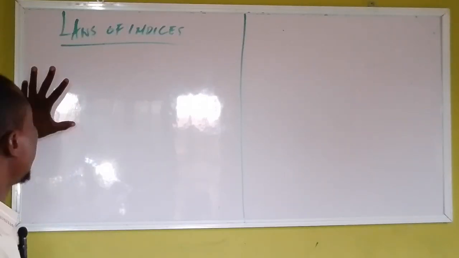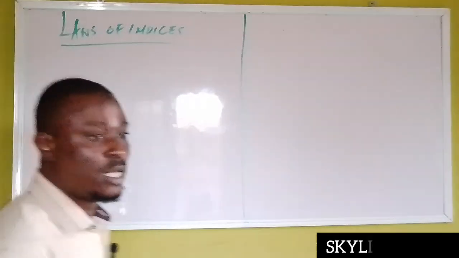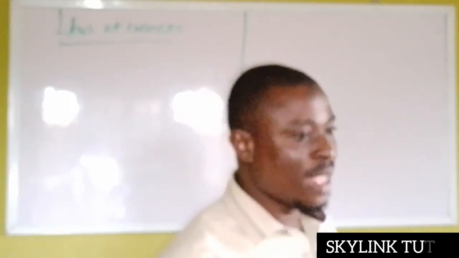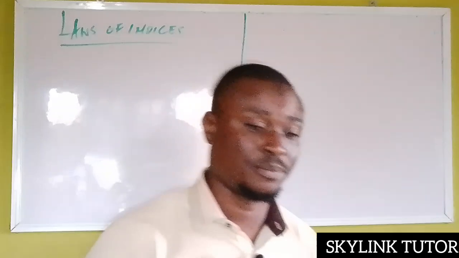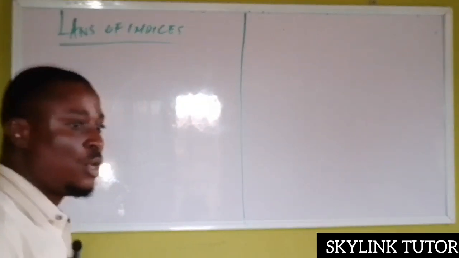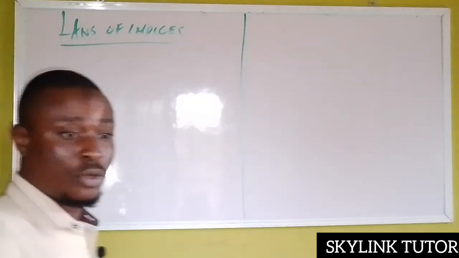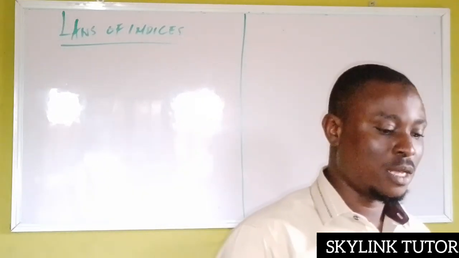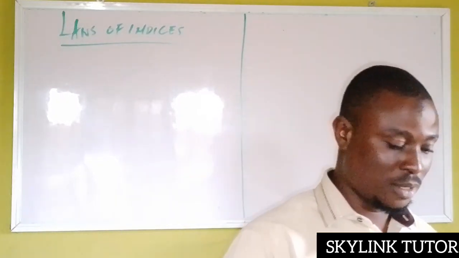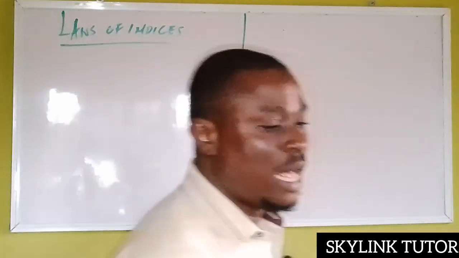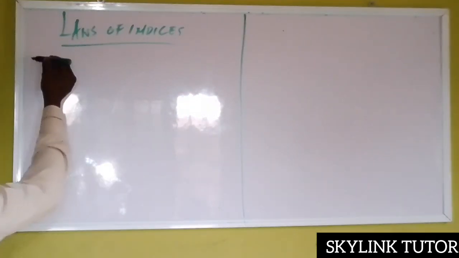Last week, I explained lots of indices, and throughout that last week, we were able to cover, I think, maybe 4 laws. Last week I treated the zero law, whereby any number raised to the power of 0 is equal to 1. So now, let's move to the negative index law.